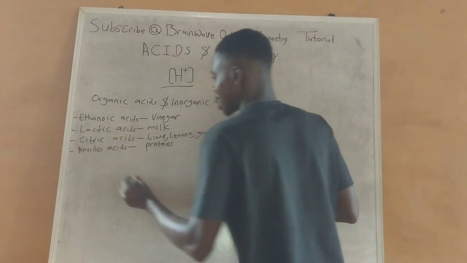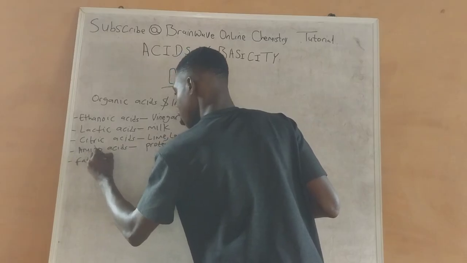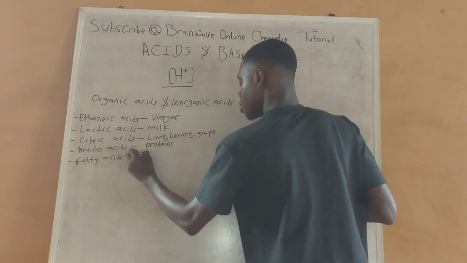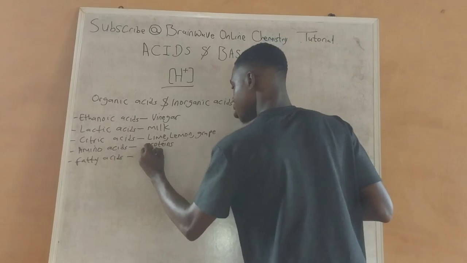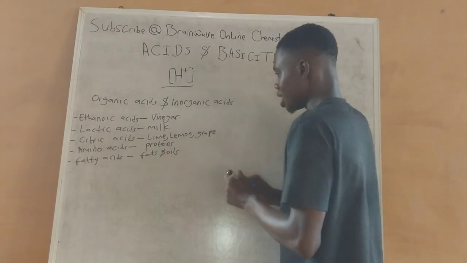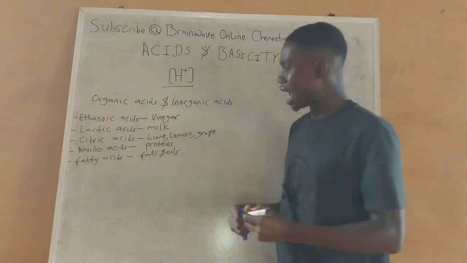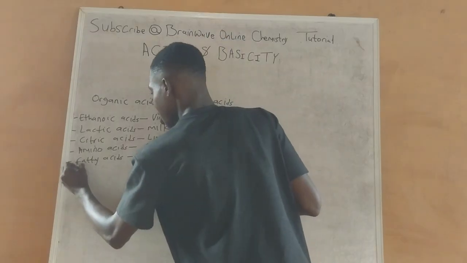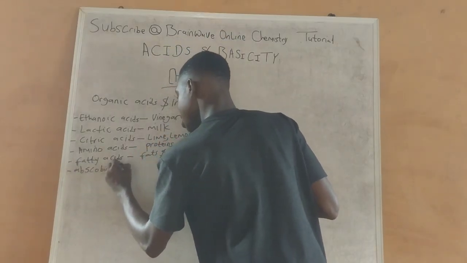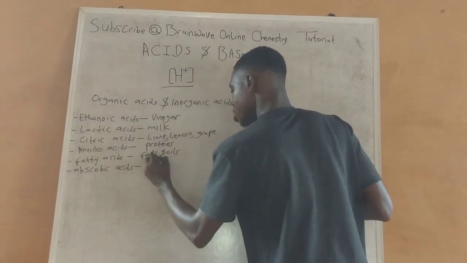We also have fatty acid. Fatty acid can be gotten from fat and oil. So fatty acid can be gotten from what? From fat and oil. We also have ascorbic acid. Ascorbic acid can be gotten from oranges.